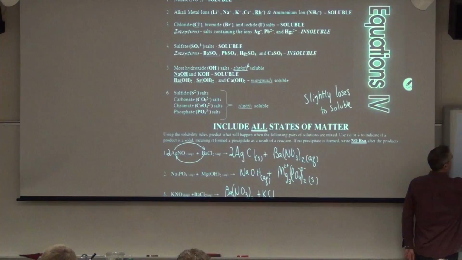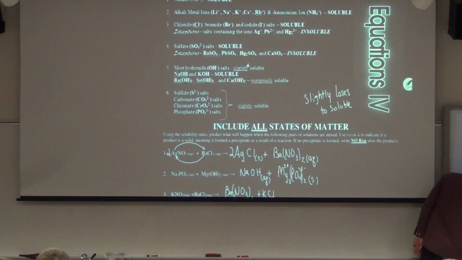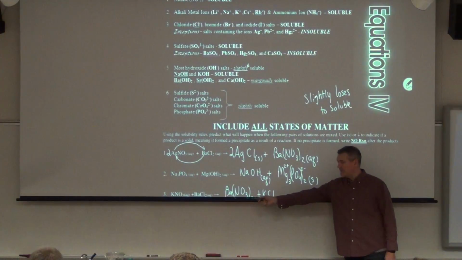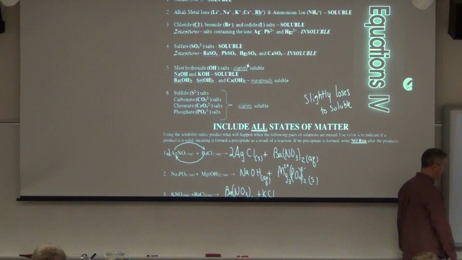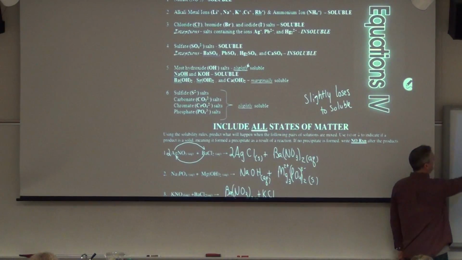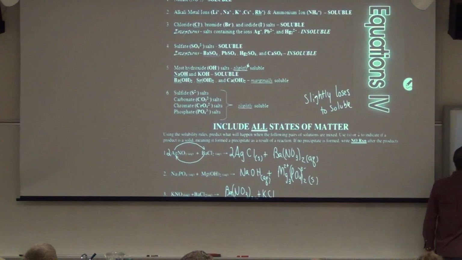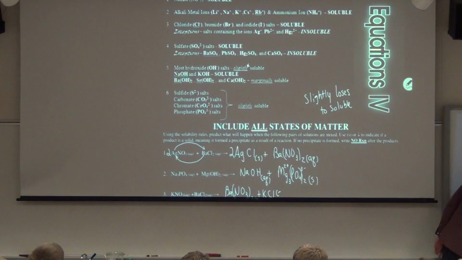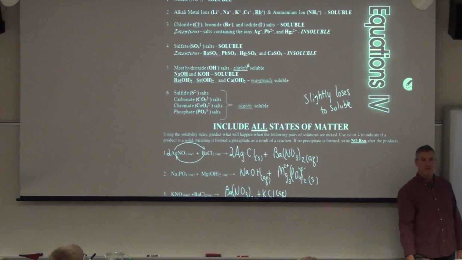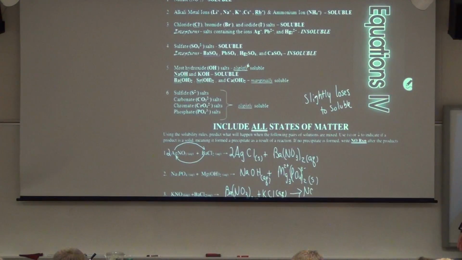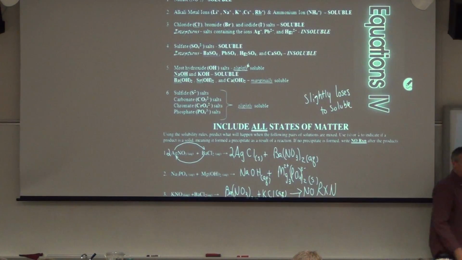Nitrates, always soluble. Always soluble. That says aqueous right there. You can't see it, but that's what it says. And potassium chloride. Potassium, always soluble. Chlorine, soluble except silver, lead, mercury. So it is also aqueous. You know what that gives us? That gives us dancing aqueous. Which means no reaction, because there is no precipitate.